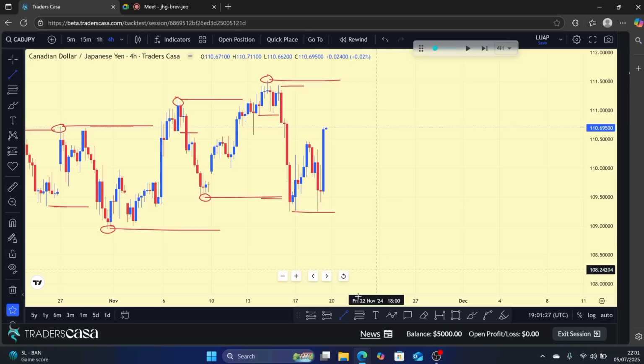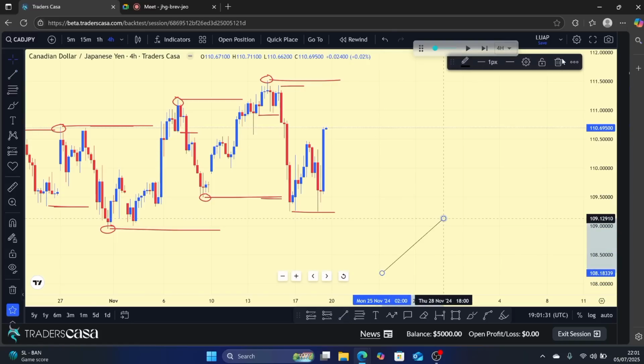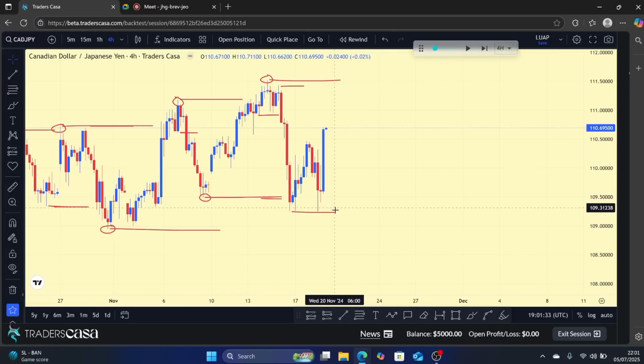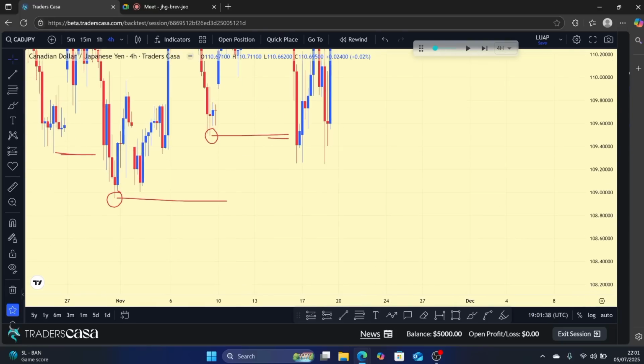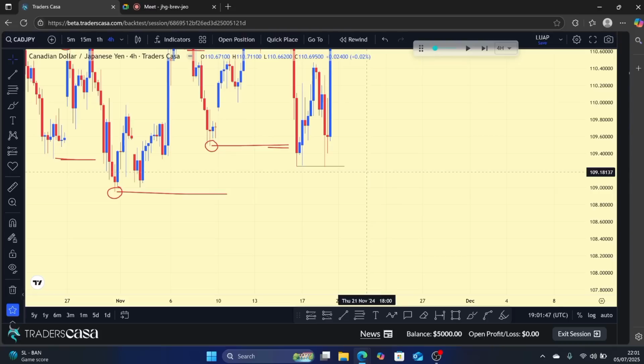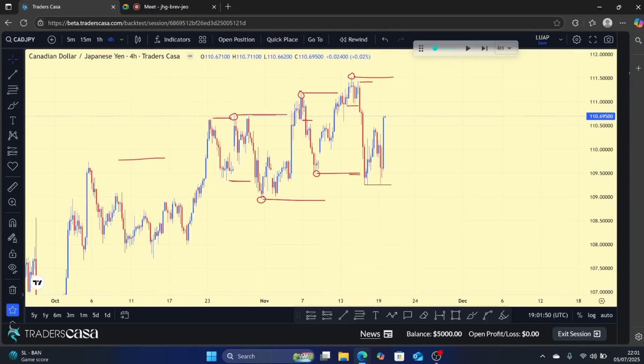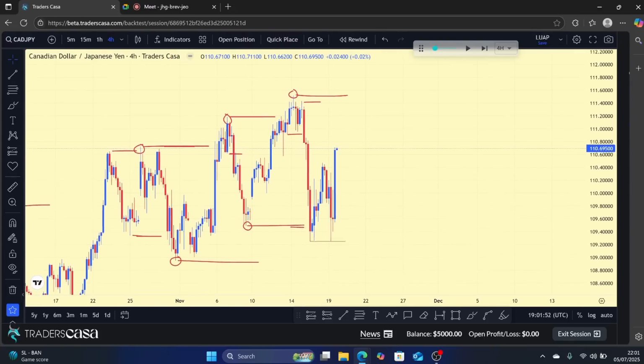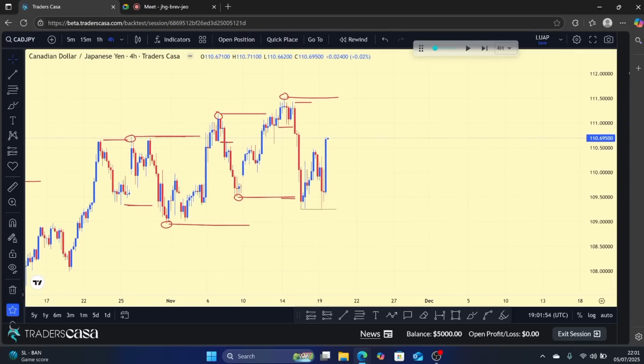Right, I need to see if this here is indeed a break. If this here is a break, this means that this pullback is, yeah, exactly right here. We can clearly see that this here is a break. So this means that this here is a valid pullback. Right, so that's a valid pullback exactly right here.